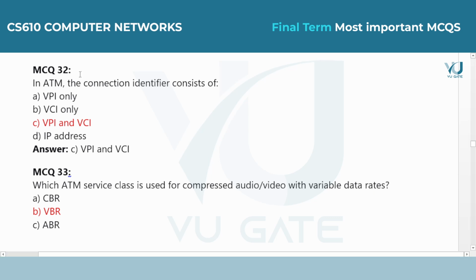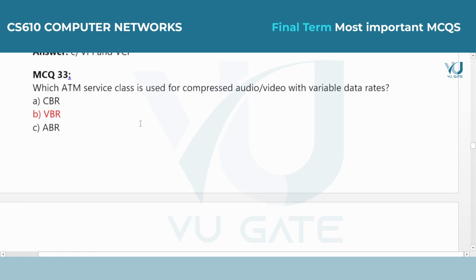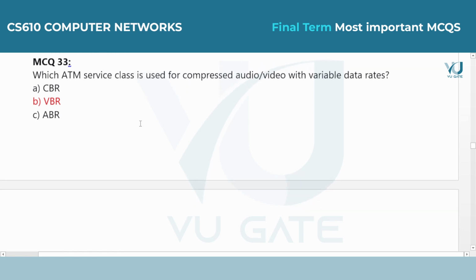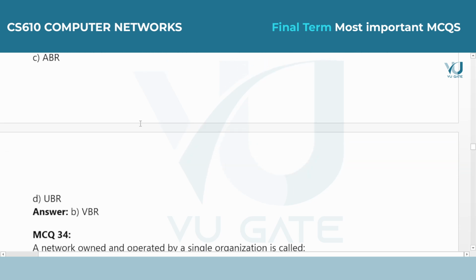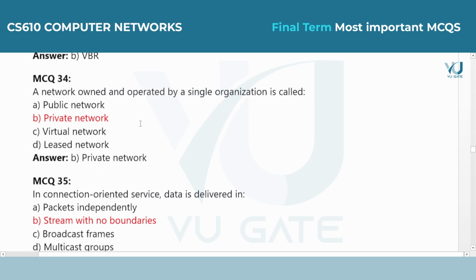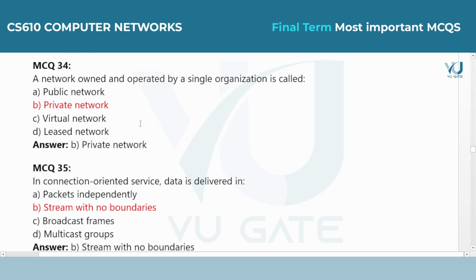MCQ 32. In ATM, the connection identifier consists of. Answer: C. VPI and VCI concept. The Virtual Path Identifier, VPI, and Virtual Channel Identifier, VCI, work together to route cells through the virtual circuits of an ATM network. MCQ 33. Which ATM service class is used for compressed audio-video with variable data rates? Answer: B. VBR concept. Variable Bit Rate, VBR, is designed for applications that produce data in bursts, like compressed video, where the timing and data rate fluctuate.